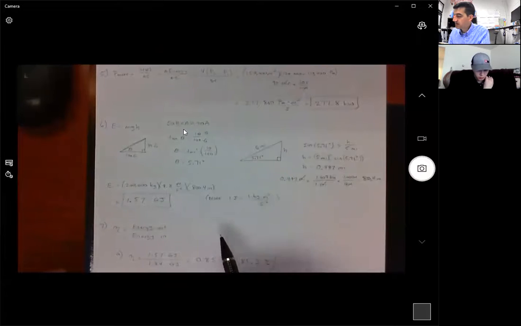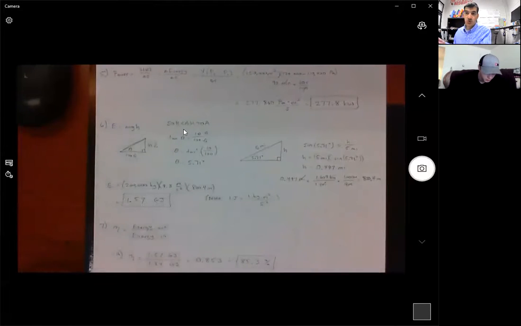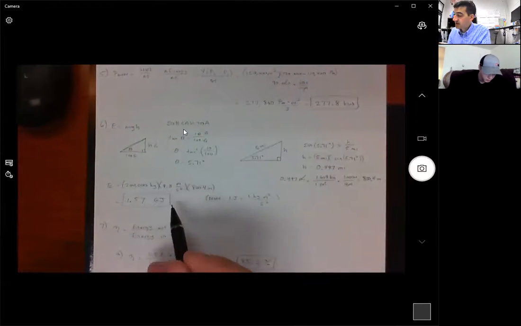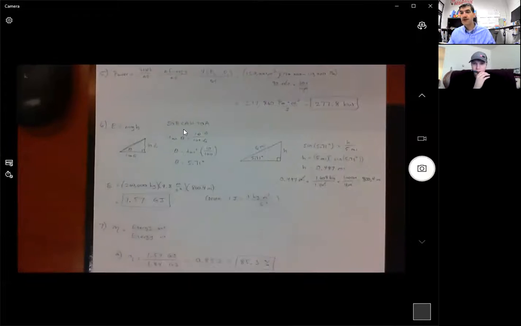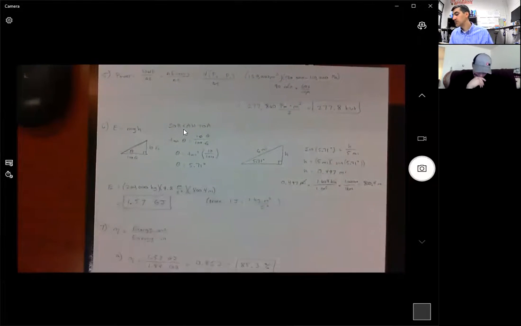And when I plug all that in, I get kilograms times meters squared divided by seconds squared, which is a joule. And I'm going to get a large number. And if I convert that by moving the decimal point, I will see that it is 1.57 gigajoules, which is 1.57 billion joules.